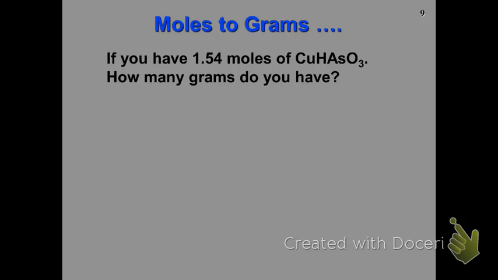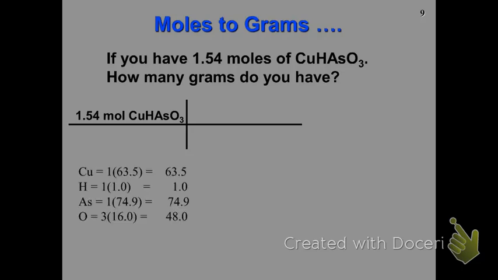Okay, so in moles to grams, here's another sample problem. If you have 1.54 moles of CuHAsO3, how many grams do you have? So again, let's write what's given to you, 1.54 moles of CuHAsO3. Let's go ahead and make our little boxes again. Once again, whenever you do your work, I'll just do this again for completeness' sake, but you could put 187.4 grams per mole on the bottom.